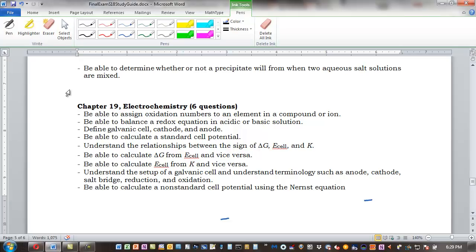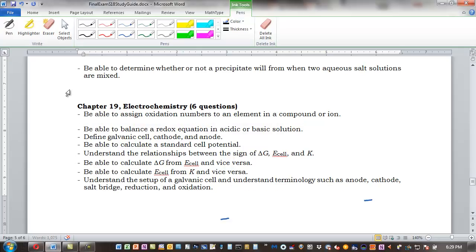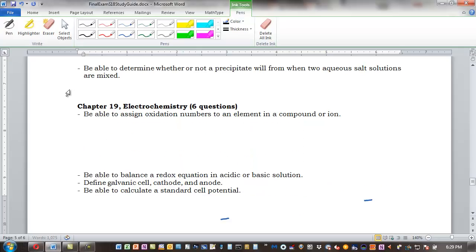This will probably be on the last one, on this chapter. If you mix two solutions, will precipitate form? That was on exam 3 and on the retest, so you should probably go back and look at those. That's where you have to calculate Q and compare Q to K and see what's going to happen. So you might want to go back and look at that problem. But let's get to some electrochem since we haven't spent any time with this.